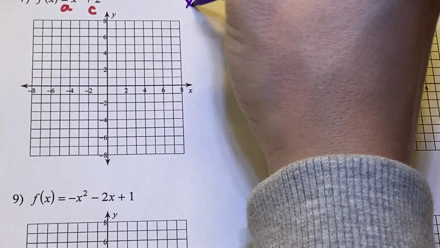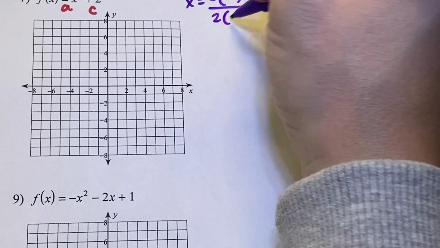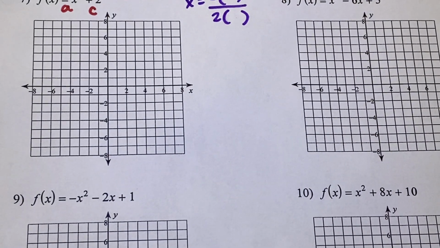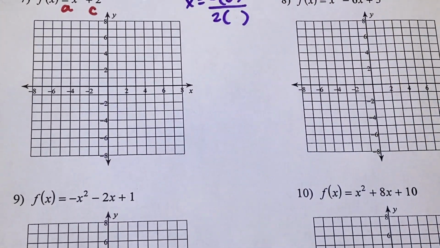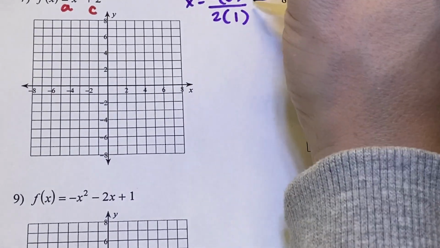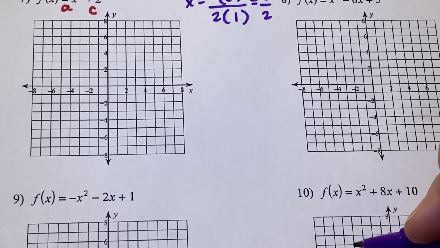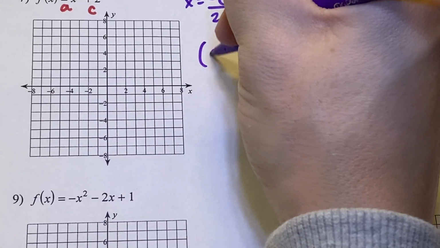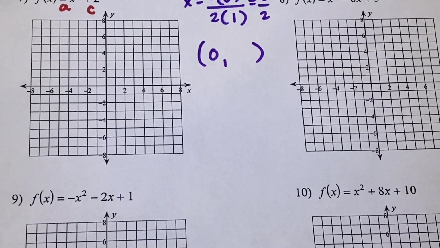Let's plug in our X for our vertex. X is equal to negative B divided by 2 times A. What did we decide B was? What goes on top? 0. 0 goes in my B spot. A is just that invisible 1 that we identified. Wait a second. What is 0 divided by anything? Just 0, right? Okay, so for our vertex, we know the X part is 0.